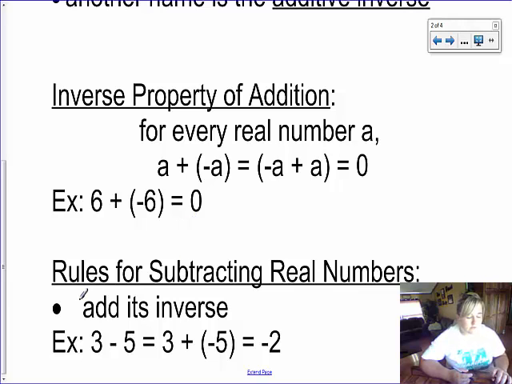Rules for subtracting real numbers, they say to add its inverse. So here we have 3 minus 5, and instead of having to take 3 minus 5, they want us to add its inverse. So we change the subtraction to adding, and we call the second number -5. Well, we know that when we're adding opposite signed numbers, we subtract them. So 5 minus 3 is 2. The larger absolute value here, I have an absolute value of 3 and an absolute value of 5. The larger absolute value is 5, which means that negative is going to be in my answer.